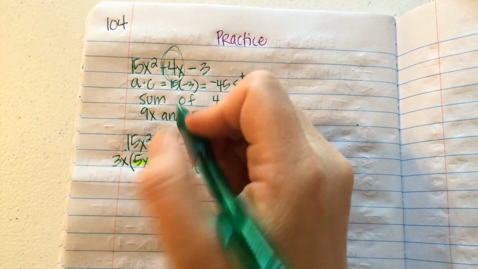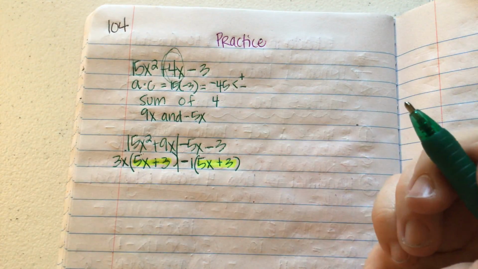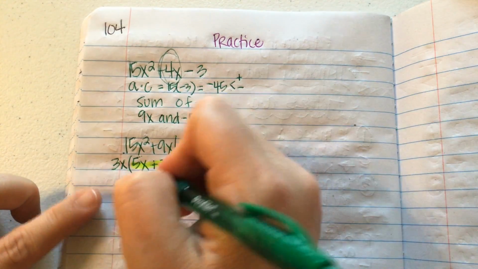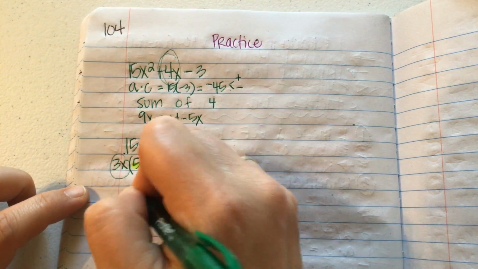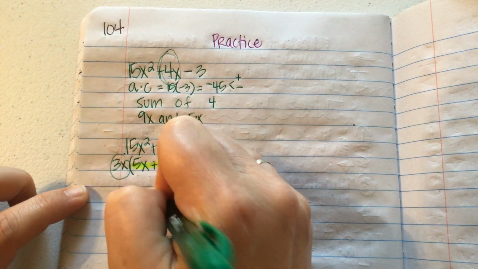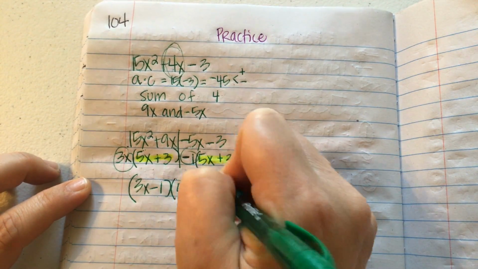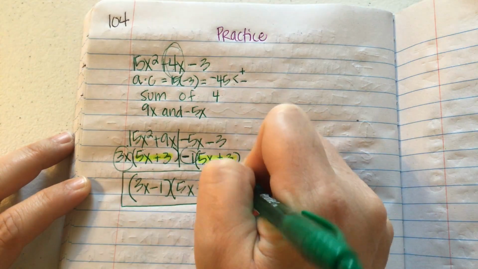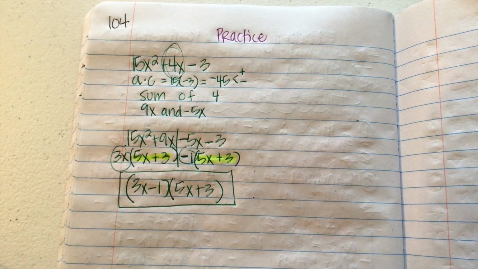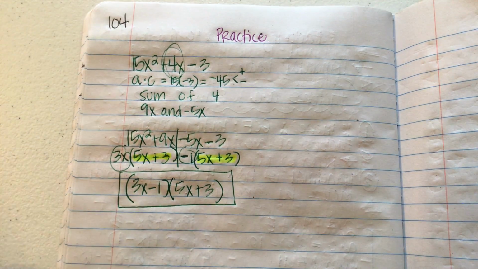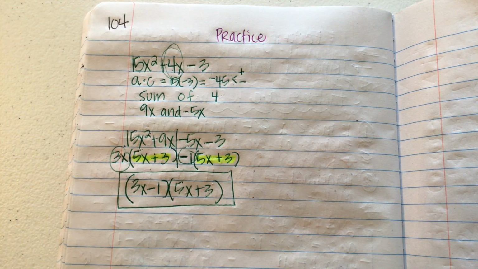I know I factored correctly because the leftovers match. So my answer is the greatest common factors and the leftover. Let's do another one.